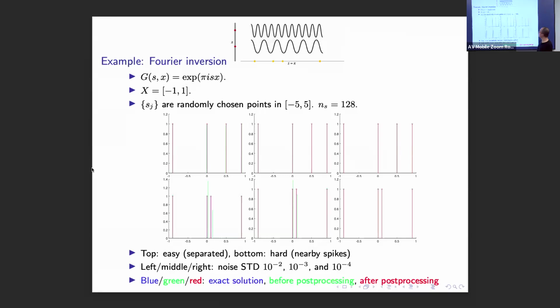And the sampling locations correspond to about 128 locations between minus 5 and 5. And again, this simple case and hard case correspond to where you have 2 frequencies really close to each other. Again, noise is 10 to minus 2, 10 to minus 3, and 10 to minus 4. You see that quantitatively it is similar. You see that the green one has some location-wise error. Also, the recovered magnitude is a little bit off. But after you do post-processing, in all these cases, it works quite well.